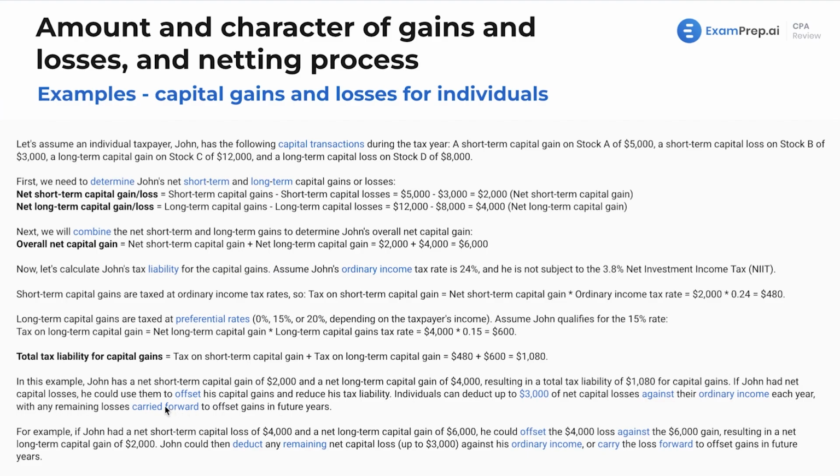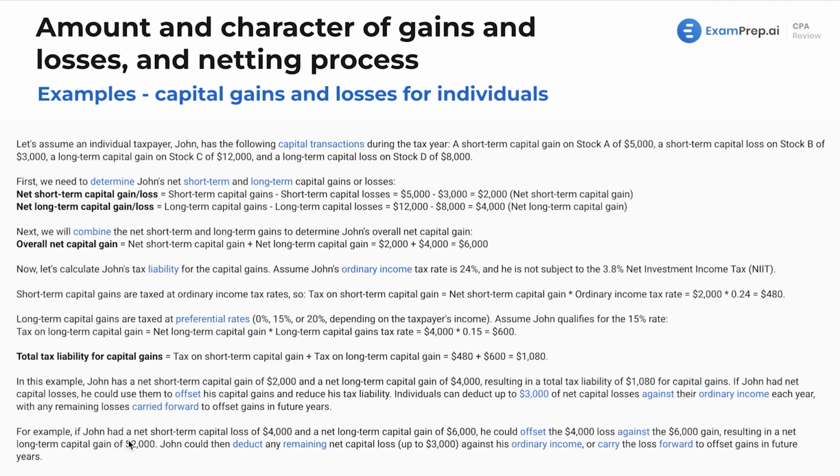If John had net capital losses, he could use them to offset his capital gains and reduce his tax liability. Individuals can deduct up to $3,000 of net capital losses against their ordinary income each year, which, again, make sure you memorize that. That's going to pop up when you least expect it, with any remaining losses carried forward to offset gains in future years.